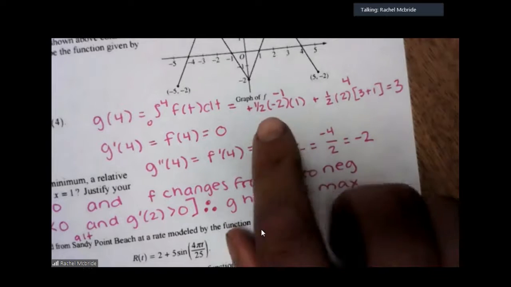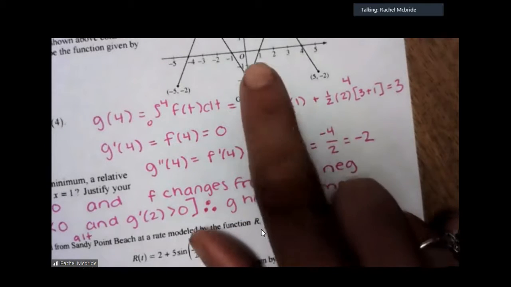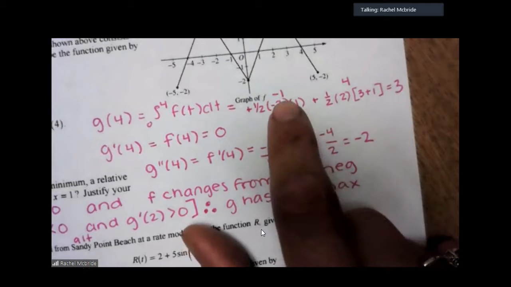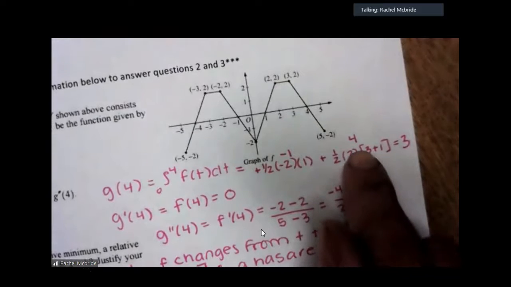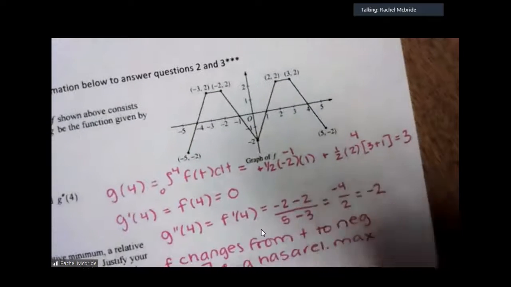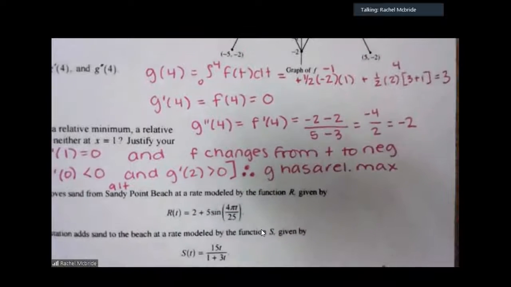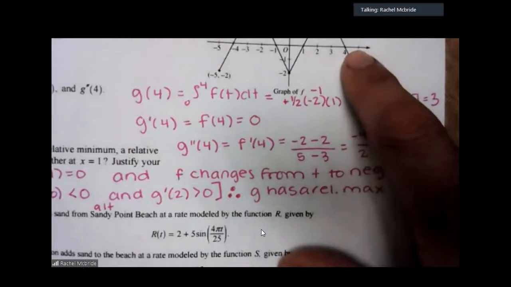Alright, so I used geometry, so I took the area of the triangle below and got -1. I took the area of the trapezoid above. I got positive 4. So g of 4 was equal to 3. Now, g prime of 4: if you take the derivative of the integral, you get the function. So g prime of 4 is really like f of 4. And f of 4 on my graph was 0.